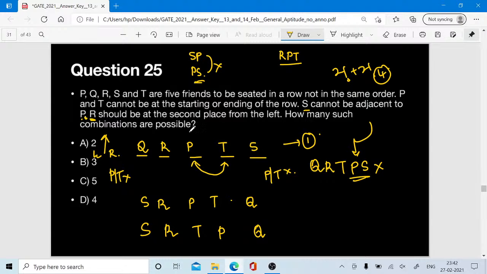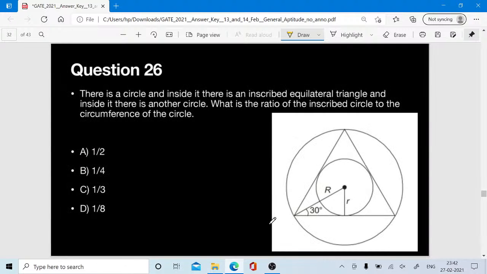So I'm totally getting how many combinations? 1, 2 and 3. So my answer is going to be option B, 3. QRPT, here I'm getting 2 factorial. Then again SRPTQ, I'm also getting 2 factorial. 2 factorial, 2 factorial, 4, but one of them is wrong. 3 is the answer. Let's see the next question.